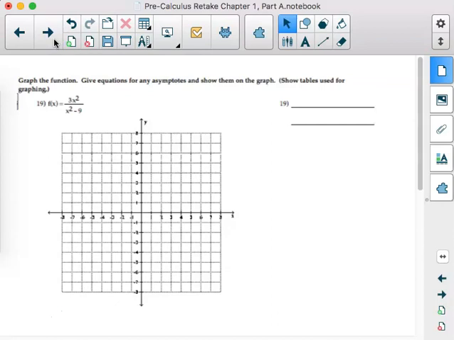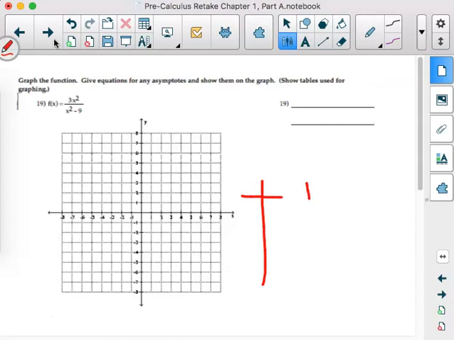And then number 19 says graph the function. Give equations for any asymptotes and show them on the graph. And it said graph the function, which means you're going to make tables and you're going to be accurate. You're going to have your intervals labeled. And there were some of you that did a great job on that, even though it wasn't on graph paper. You had your little intervals and you labeled them 1, 2, 3, 4, 5, etc.